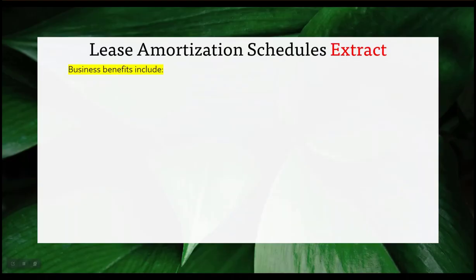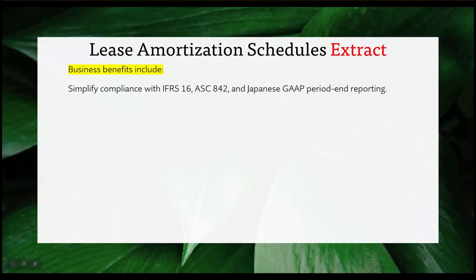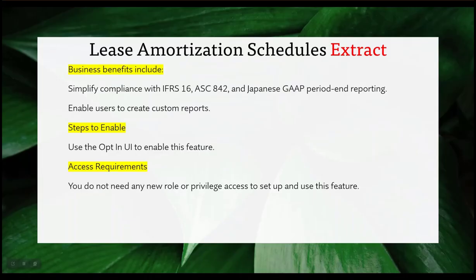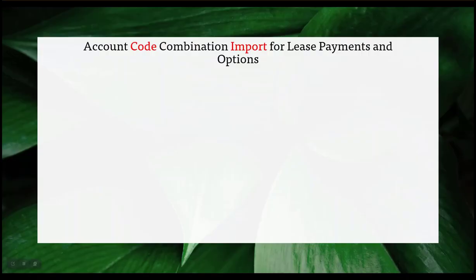Business benefits of lease amortization schedule extract: simplify compliance with IFRS 16, ASC 842, and Japanese GAAP period end reporting, and enable users to create custom reports. Steps to enable: you also have to use the opt-in user interface to enable this feature. Access requirement: you don't need any role or privileged access to set up and use this feature. What else do we have? Account code combination import for lease payments and options.